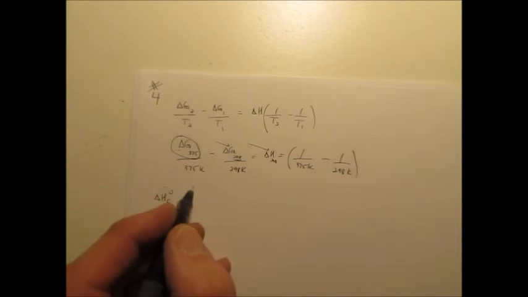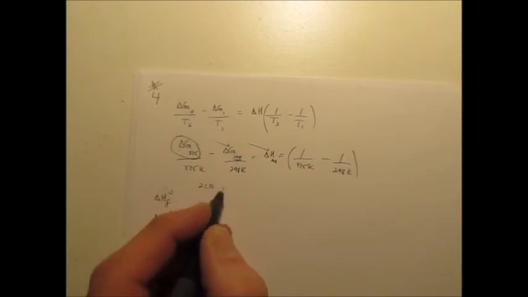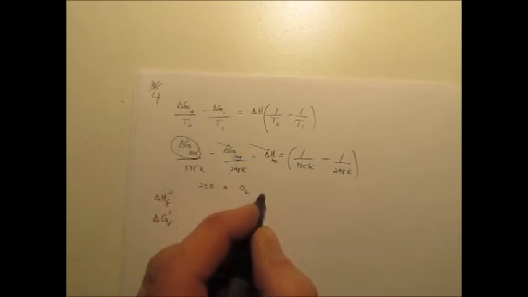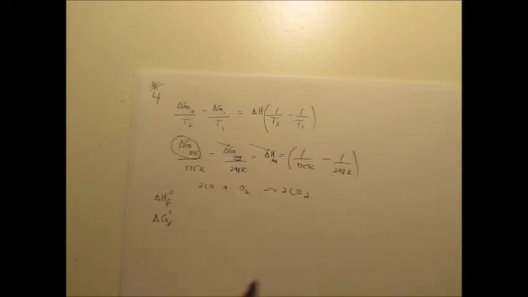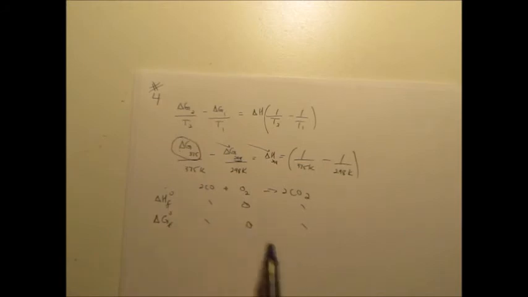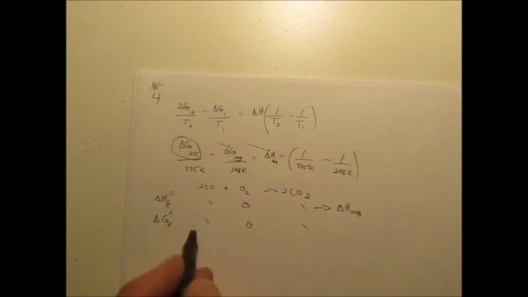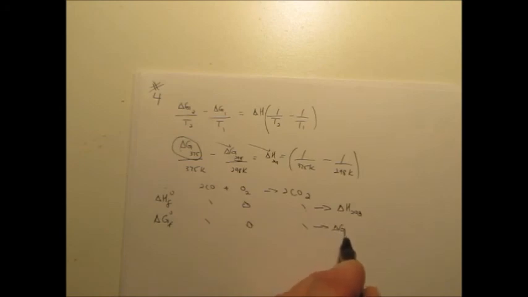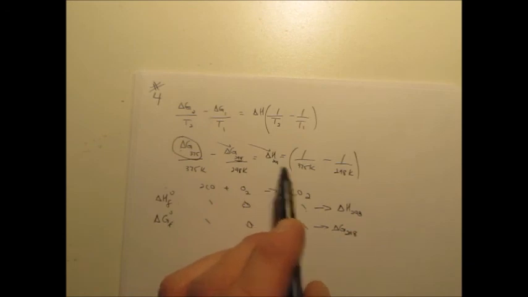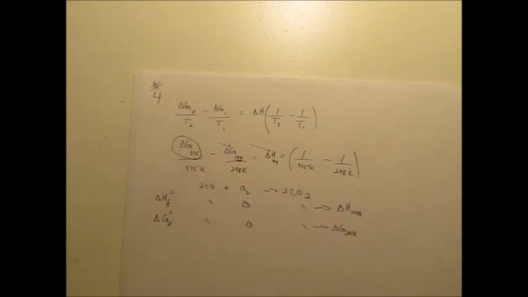Products subtract reactants, so you'd have 2CO plus O2 goes to 2CO2. So you find this value, this one, this one, this one, this one, this one. These are 0, by the way. Products subtract reactants. So this one would give you the delta H at 298. This one right here would give you delta G at 298. So you have that one, you have this one, you've got these numbers, you solve for that, and you call it a day.